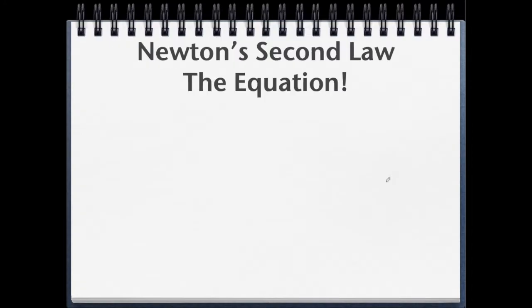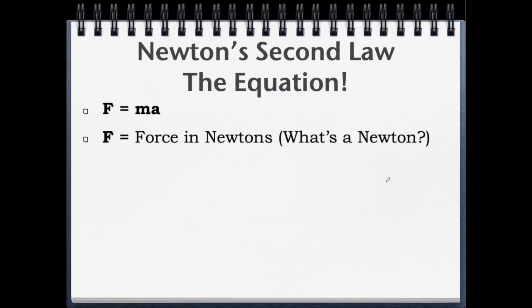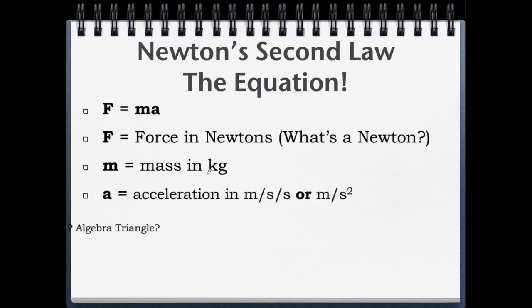All right, Newton's second law, the equation, F equals ma. If you ever see that written down, that's Newton's second law. F is force in newtons, and we'll talk about what a newton is in just a second. M is mass in kilograms. You have to be careful because if they ever give you a mass in grams, you have to convert it to kilograms. Otherwise, it'll kill your grade on a test. Physics teacher joke. And then you have a, which is acceleration, and that's going to be in meters per second squared.